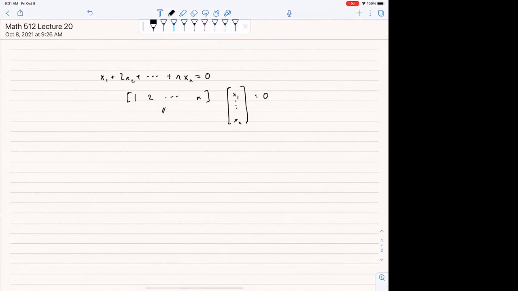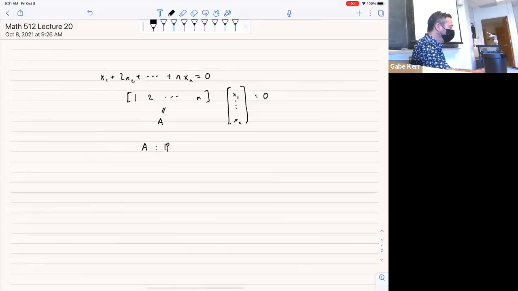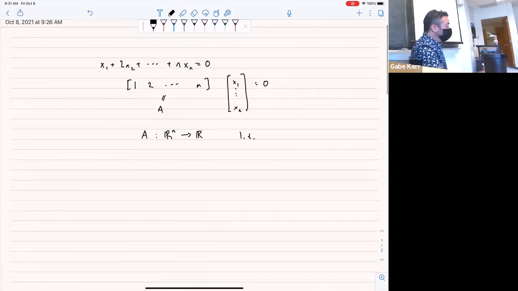In other words, if I call this matrix A, think of multiplying by A, it's going to send Rn to R. It's a linear transformation. And the reason I'm saying that is that when you know that, then you can look at the rank nullity theorem. This is an onto map, right? Because if you just take e1, the basis vector 1, 0, it goes to 1. Okay. So this is onto, which means its image has dimension 1.